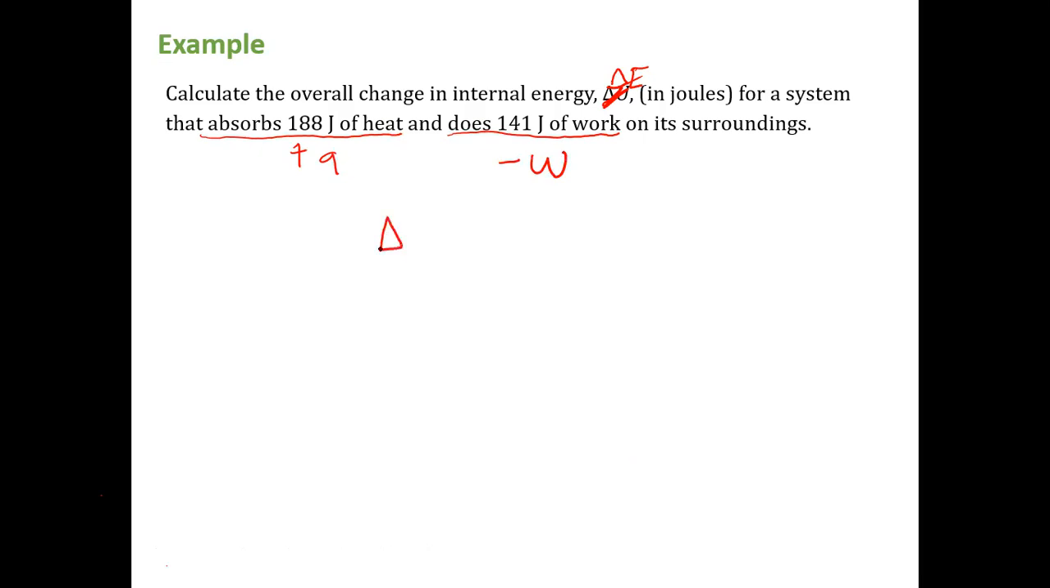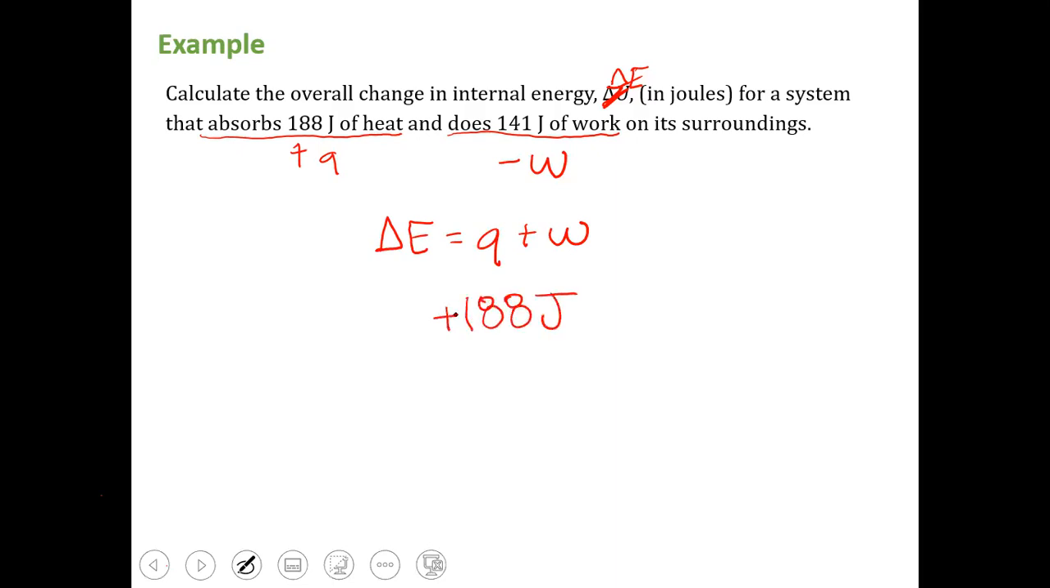Okay, so remember we're using the equation delta E equals Q plus W. All right, so plug in your Q. It's just a positive 188 joules plus your work. In this case, it's negative 141 joules. Okay, add those together, and you should get 80 something.